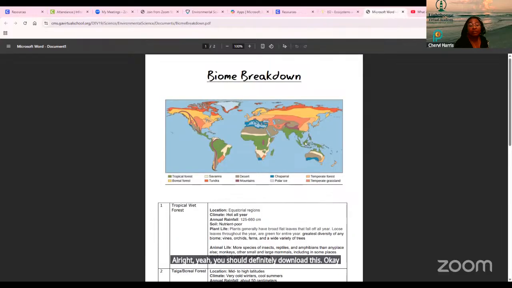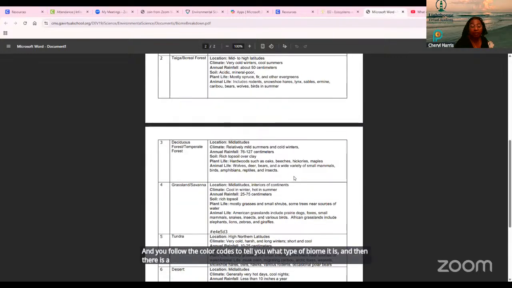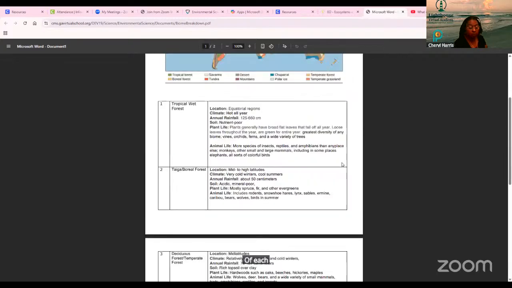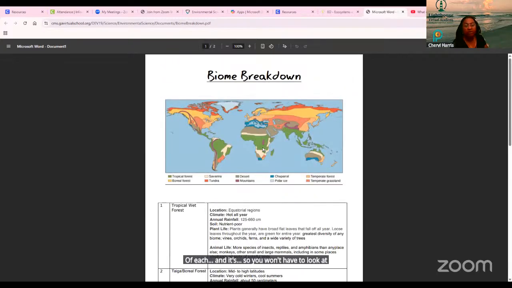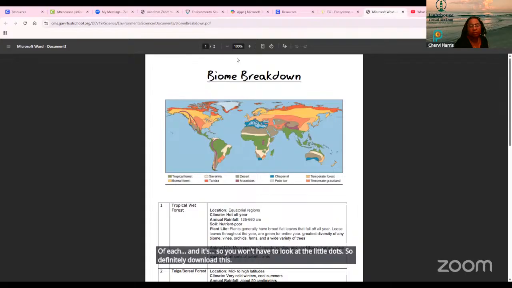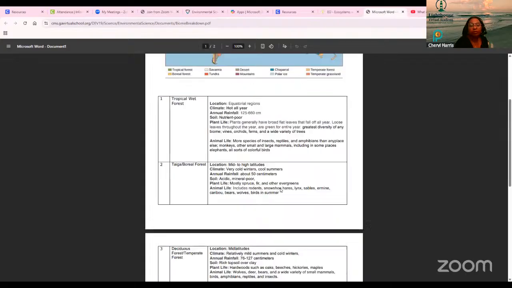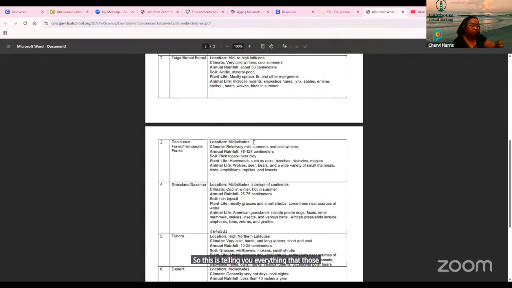Notice it's a color-coded map, and you follow the color codes to tell you what type of biome it is. There is a description of each, so you won't have to look at the little dots. Definitely download this. It tells you everything that those little icons are telling you.